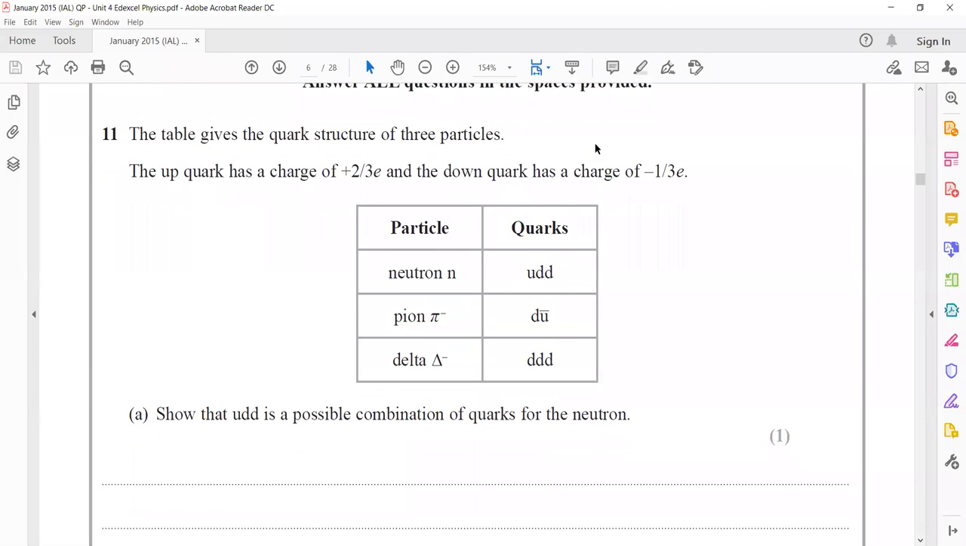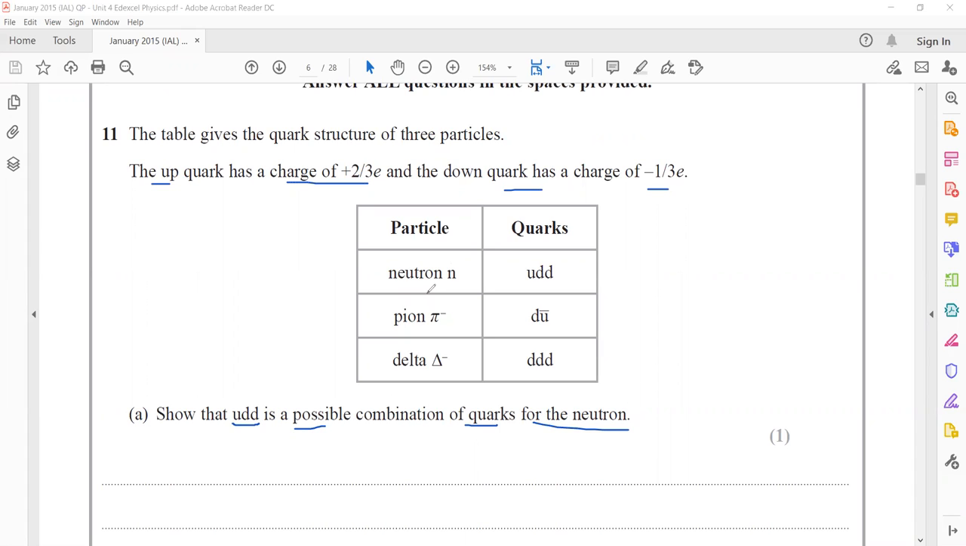2015. The table gives the quark structure of the three particles. Up quark has a charge of +2/3, down quark is -1/3. The composition of a neutron is given, pion is given, and delta particle is there, delta negative particle. Show that up, down, down is a possible combination of quarks for a neutron. So how can you show it's a possible combination?